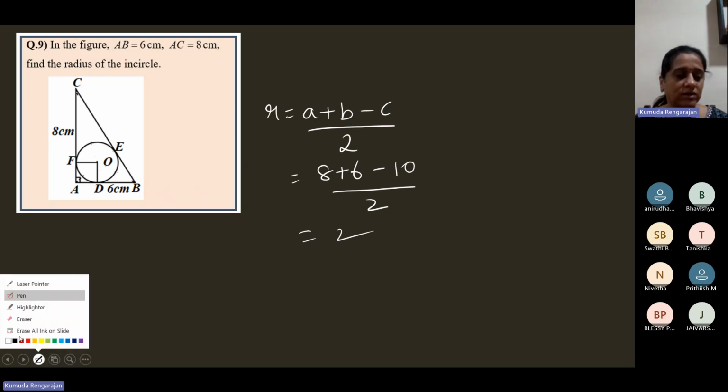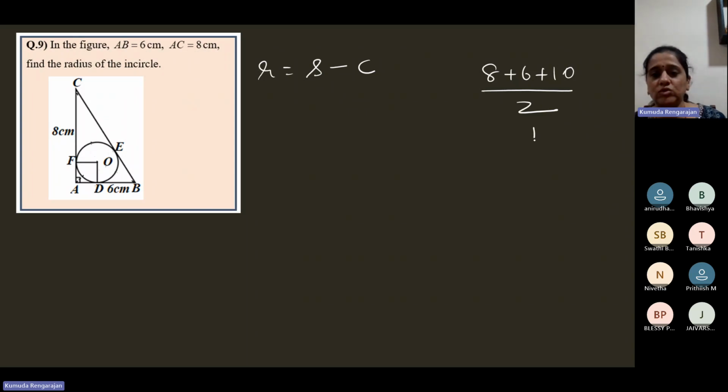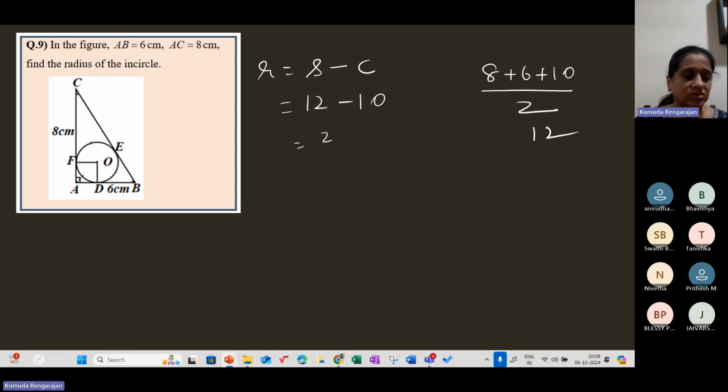Or you can also use this formula. R is equal to semi-perimeter minus hypotenuse. So the semi-perimeter will be 8 plus 6 plus 10, this is the perimeter, divided by 2. So 24 by 2, 12 is the semi-perimeter. So 12 minus the hypotenuse 10, which is 2. This is not 6, children. The whole thing is 6, not this one. I'll change this. The whole thing is 6, like from here to here. It's given in the question. This is 6 centimeters. This is 8 centimeters.